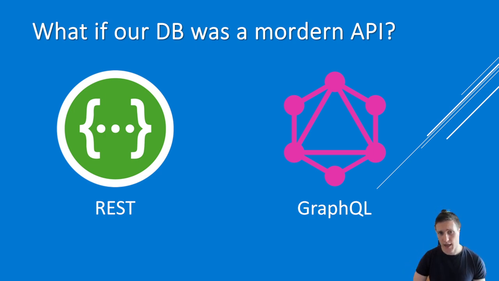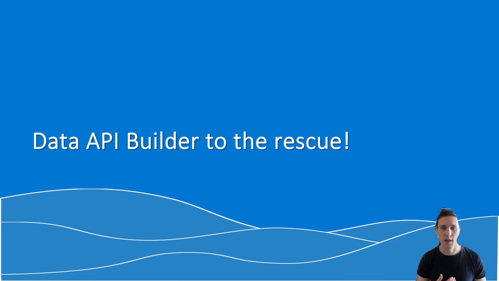And the LLM can actually use an API, either REST or GraphQL, as we're going to see, as a plugin, a tool that it can invoke to perform some action. So this is the correct way to go, but of course we still need something that will turn the database into this modern API we are talking about, and that's Data API Builder.